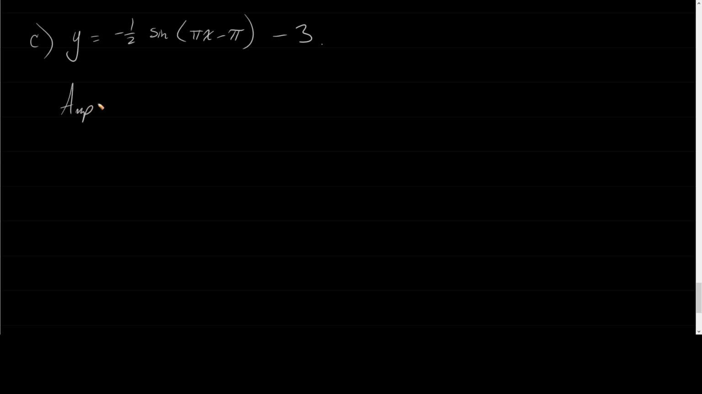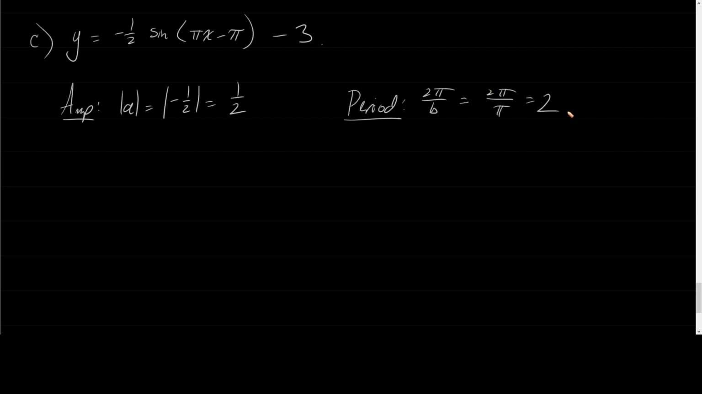What is the amplitude? Well, the amplitude will be the absolute value of a, which is the absolute value of -1/2, which is 1/2. What is the period? The period here is, well, we know it's 2 pi over b, which in this case is 2 pi over our b value, which is pi, so 2 pi over pi, which is 2.